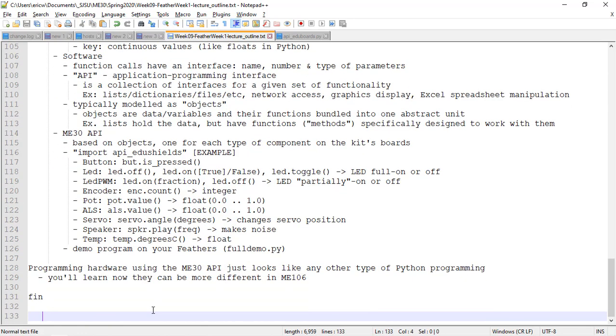And all this stuff is in the API_EduShields module that you import. You are more than welcome to take a look inside of that to see how it does its magic. Hopefully by the end of the semester, you'll understand enough about not only how the components work from a high level, but your knowledge of Python will also provide you enough expertise to go in and figure out at a fairly detailed level how these objects are modeled and actually work when you call them.